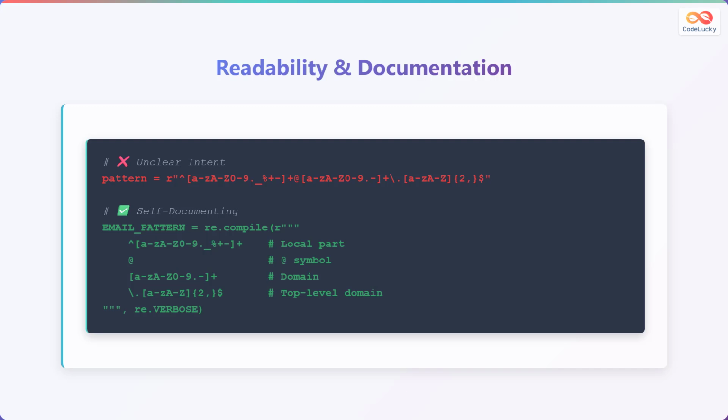A self-documenting approach involves using the re.verbose flag to add comments within the regex. As shown in the good example, the email pattern is broken down into its components with comments for the local part, the @ symbol, the domain, and the top-level domain. This makes the regex much easier to understand and maintain.